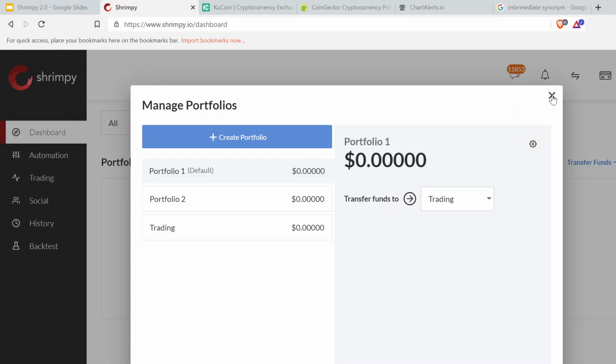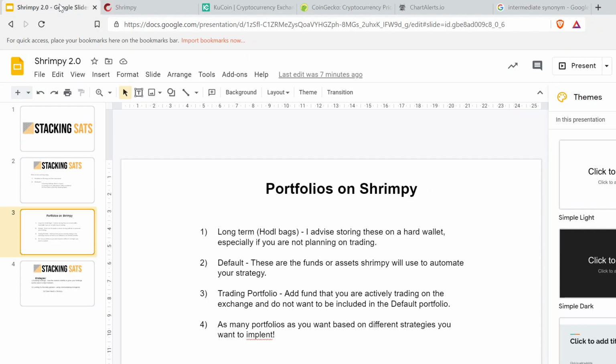So a couple of people have had issues where they've got open orders, they've set up their Shrimpy, they've set up the automation, but then it hasn't included those assets, and that's because there are orders for those assets on the exchange, so they've not been included. So please take note of that. And with that concludes the first part.